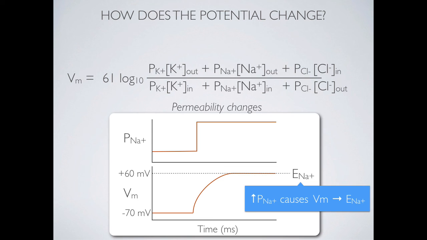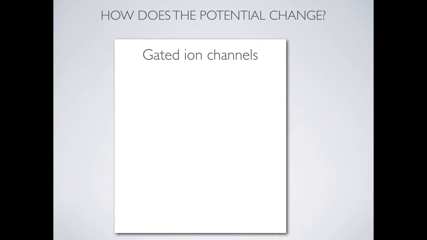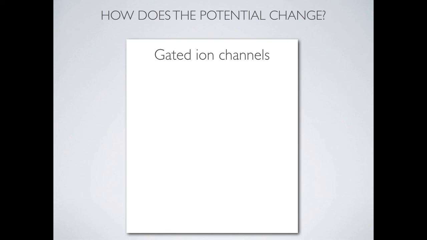How do we drive these changes is the last point I'll make. How do we drive changes in permeability? Okay, we've talked about leakiness. Again, that's good for a static situation. But if we want to change it, how do we dynamically change a membrane? That's where we have gated ion channels.